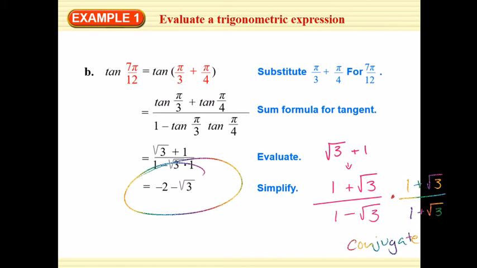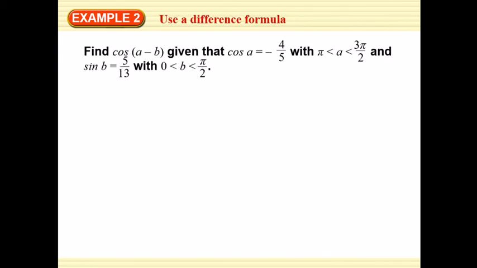And FOIL out if necessary. So in this problem, that foiling is necessary. Alright, here in example 2, we want to find the cosine of a minus b, where the cosine of a is negative 4/5, and the sine of b is 5/13.